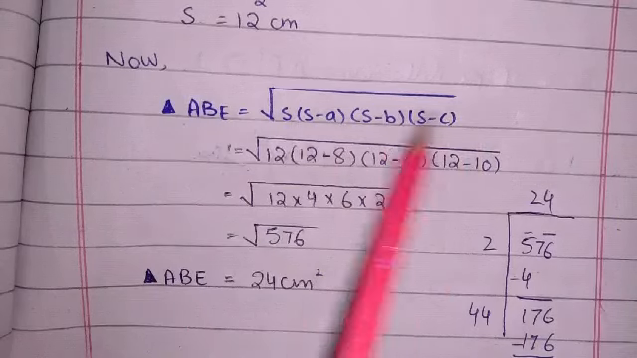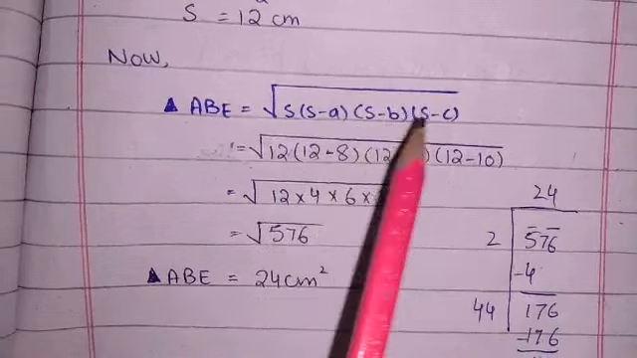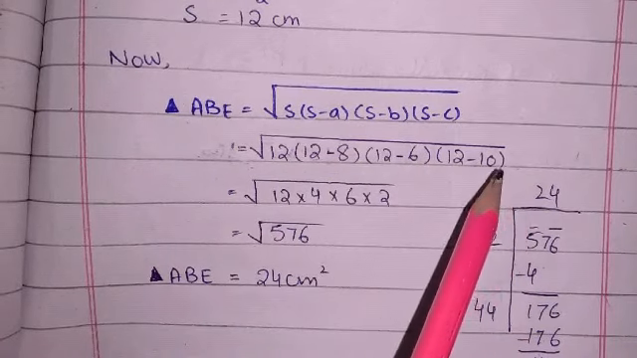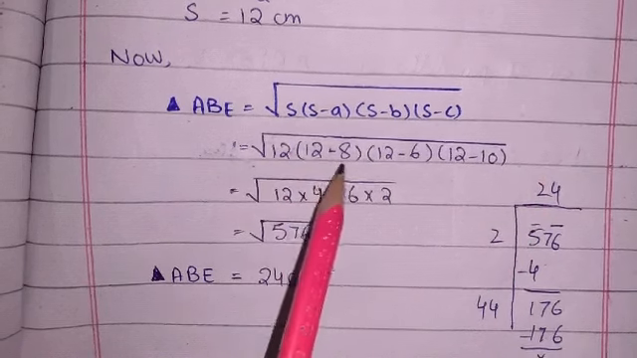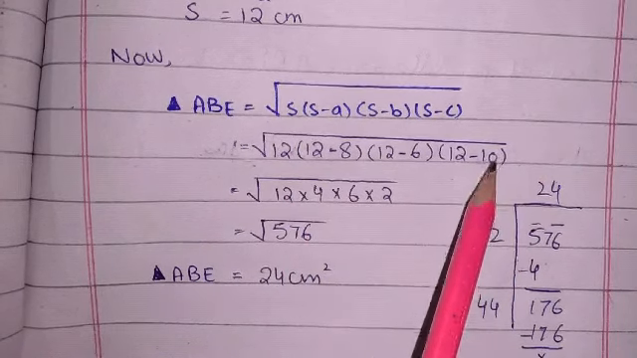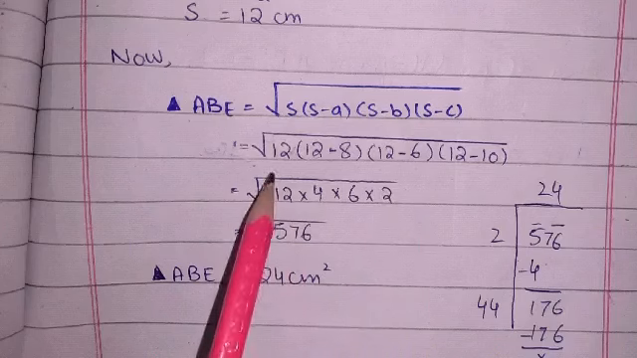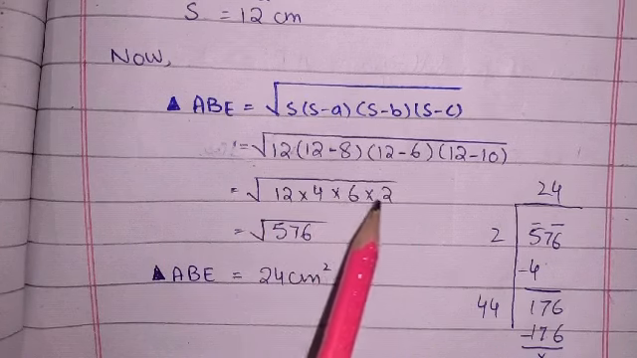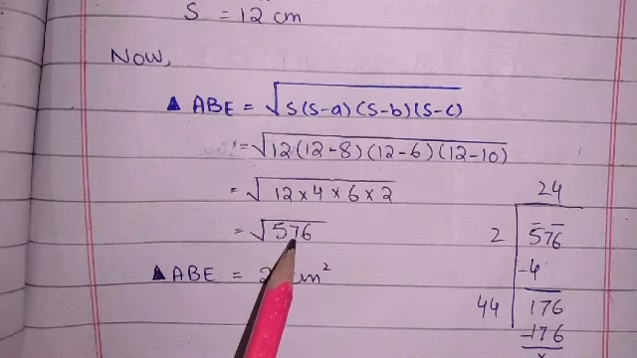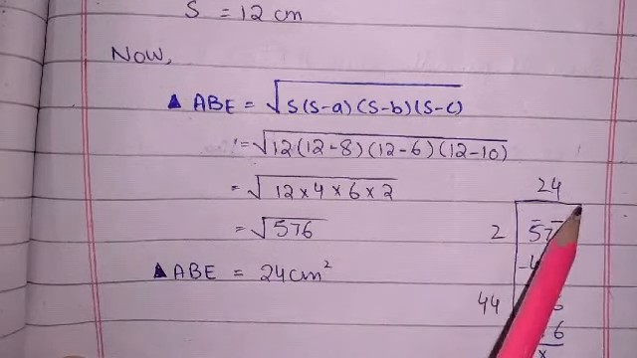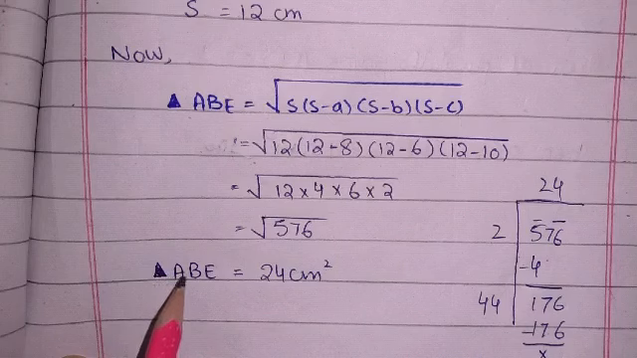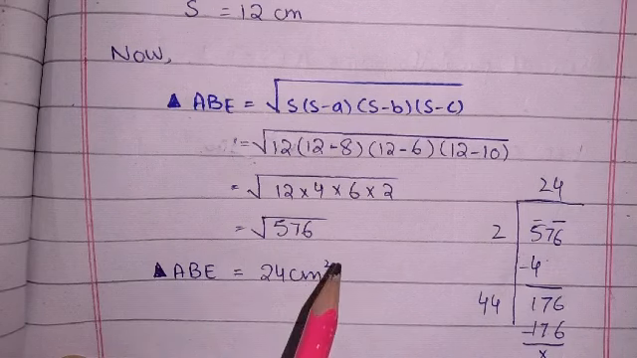Area of triangle ABE is equal to square root S into S minus A into S minus B into S minus C. Now we will put the values of S, A, B and C. Square root 12 into 12 minus 8 into 12 minus 6 into 12 minus 10. After the subtraction, we got square root 12 into 4 into 6 into 2. We got square root 576. Here is the working of square root. We got our answer, which is 24. So the area of triangle ABE is equal to 24 centimeter square.